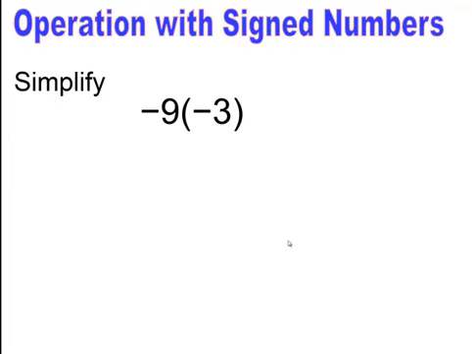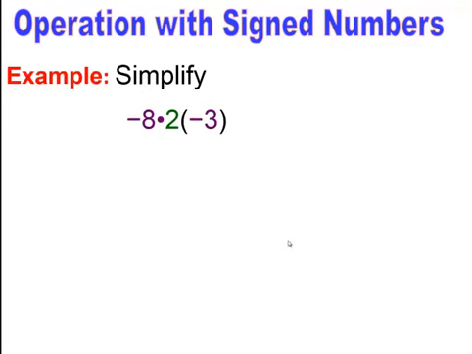Pause and try. So what you see here is a negative times a negative, so you're going to end up with a positive answer, and 9 times 3 is 27. Pause and try. So you have a negative times a positive, so you're going to end up with a negative answer, and 10 times 2 is 20. So it ends up being a negative 20.